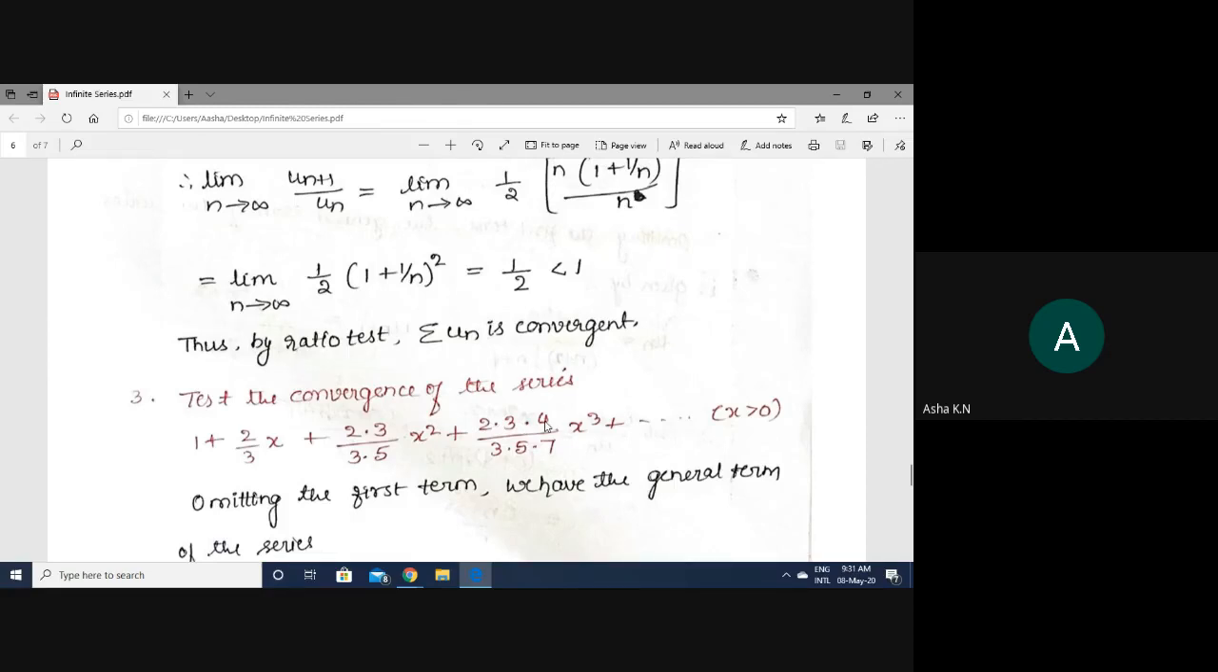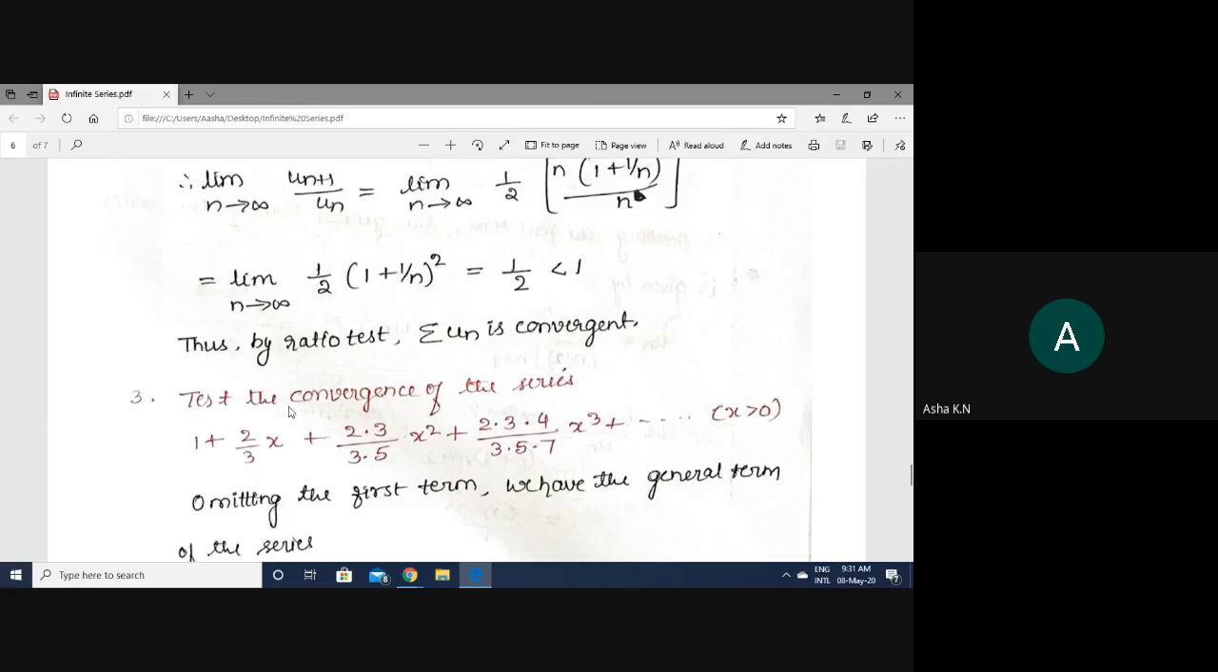Nth term is up to... actually that also starts with 2. Every term starts with 2. The next term will be 2 into 3 into 4 into 5, and the next term will be 2 into 3 into 4 into 5 into 6. It goes like that, 2, 3, 4, etc.